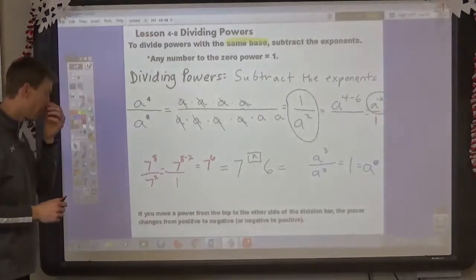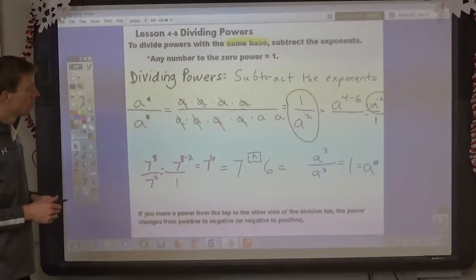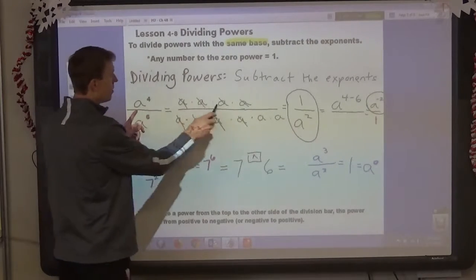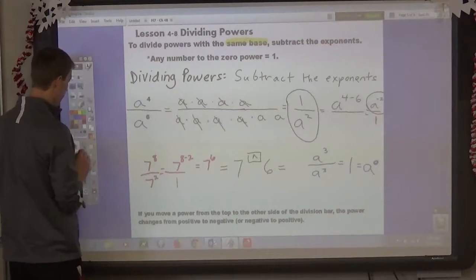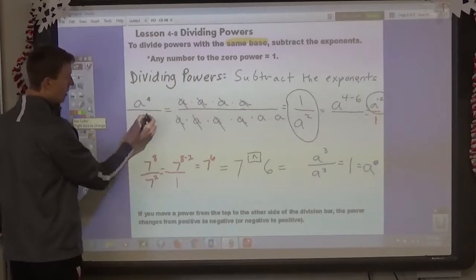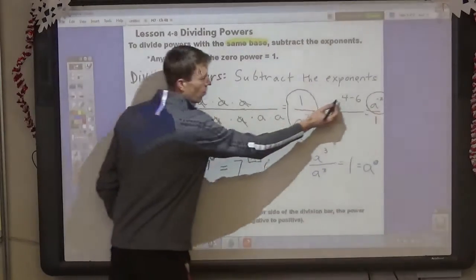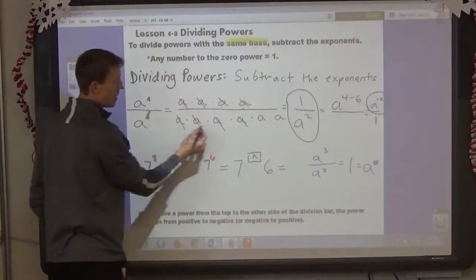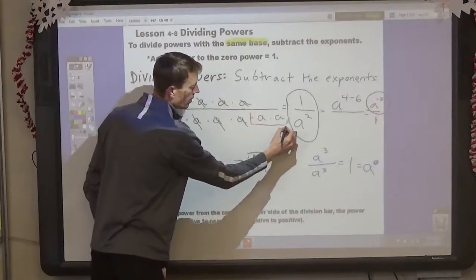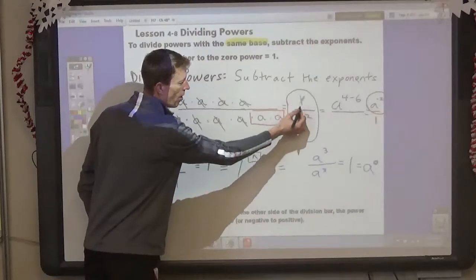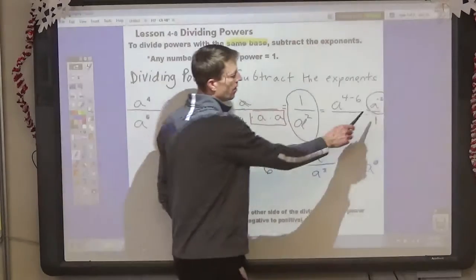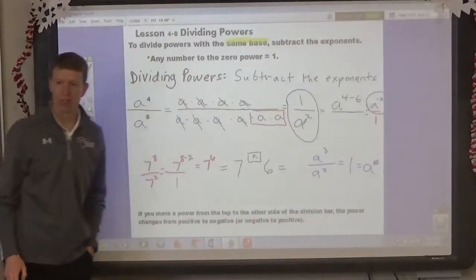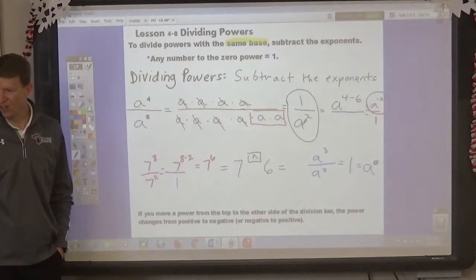Okay? What do you mean by an example, a to the 4 minus 6? A to the 4, see, since we're subtracting the exponents, here's the 4 and here's the 6. So it's a to the 4, this 4, minus 6. And that equals 1 over a squared. It also equals a to the negative 2nd power. Okay?